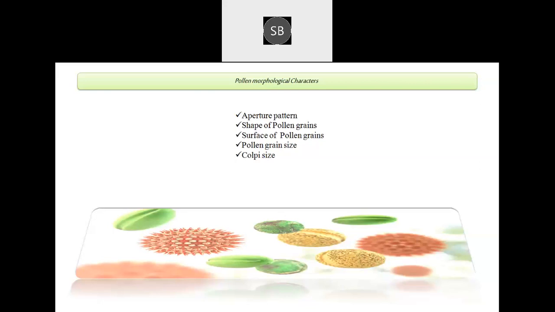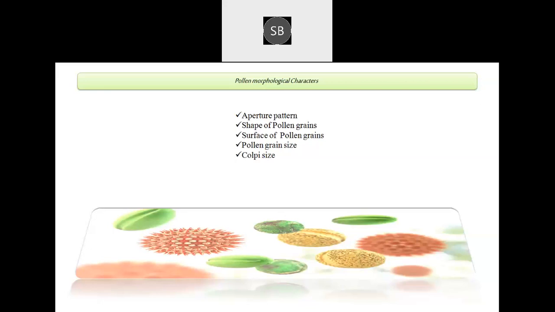Aperture pattern is the region of the exine. Actually, a pollen grain consists of two layers. The first one is the exine and the innermost layer is the intine. So the exine layer is where it becomes thinner and softer, through which the germ tube can protrude out. A distinguishable feature between monocot and dicot is that a monocot consists of only one germ pore, called monocolpate if it is a colpus, and monoporate if it is a pore, whereas in dicotyledons, three germ tubes protrude out, which is called tricolpate.